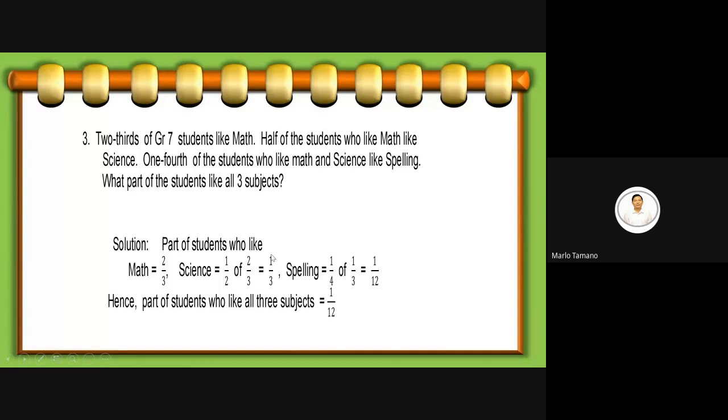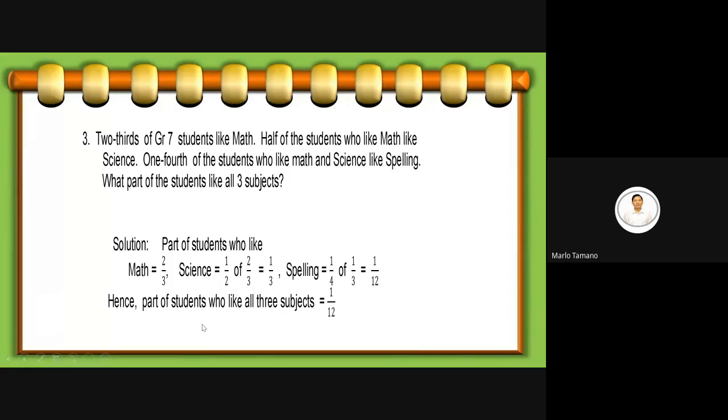Naintindihan? Ayan. So yung 1/3 po ang may gusto ng science and math. Ayan po yung 1/2. No? So, half of the students who like math like science. Kalahati nung 2/3 ay gusto ng mathematics and science.